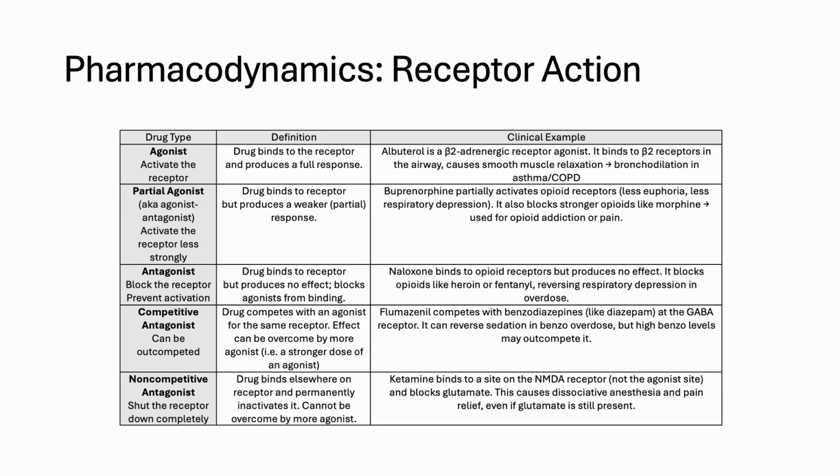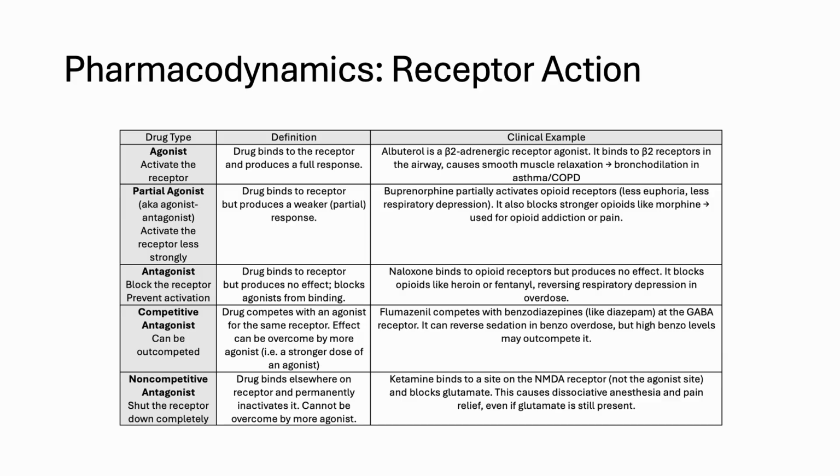So, an agonist. This is when the drug has finally reached the cells. It's been distributed and it's got to the cells. It produces a full response on the receptor. So albuterol is a beta-2 adrenergic receptor agonist. All that means is that it binds to a receptor that's called beta-2. The other thing that binds to beta-2 is adrenaline, also known as epinephrine.